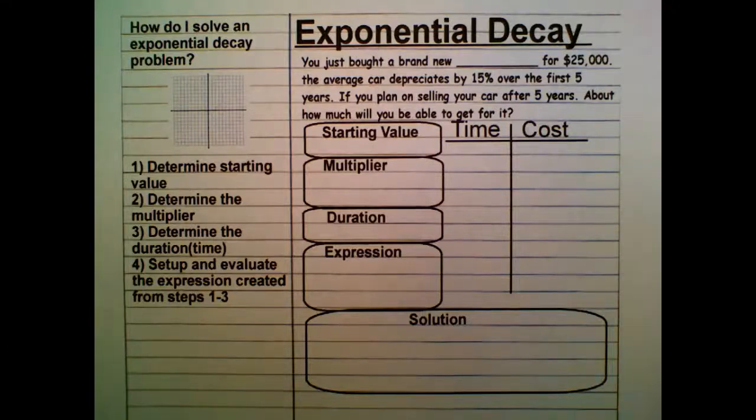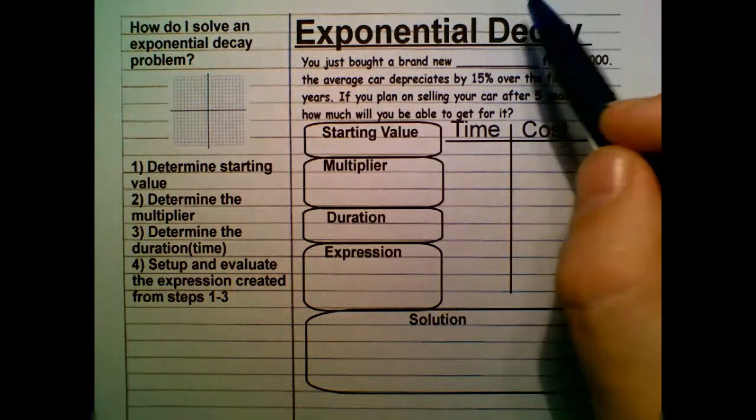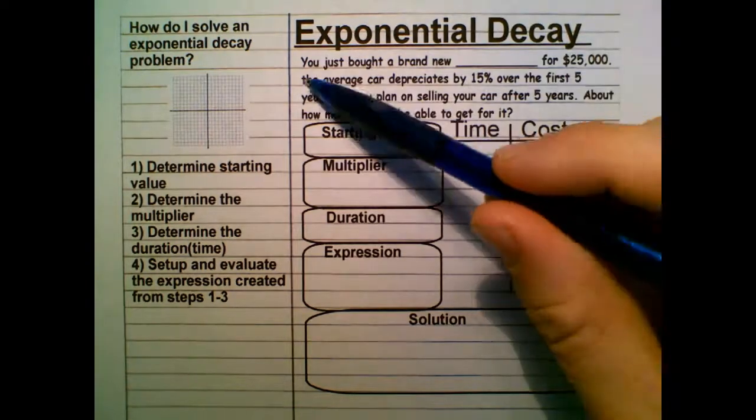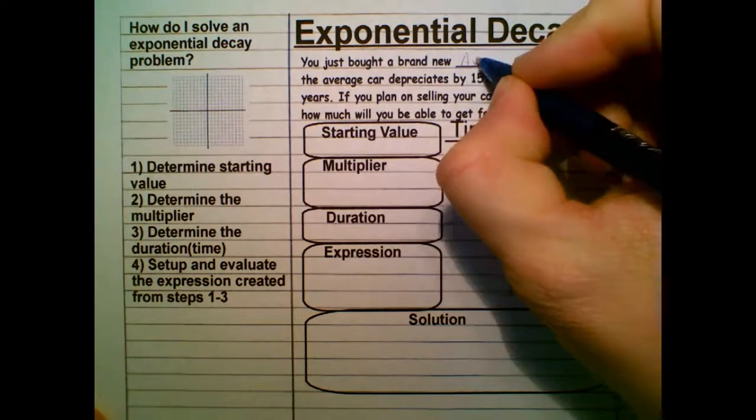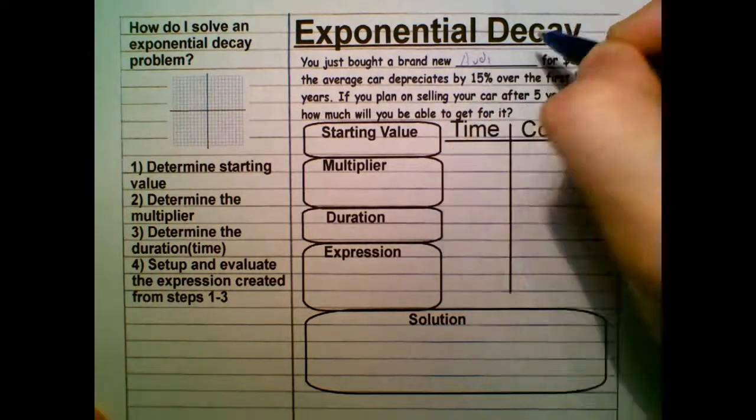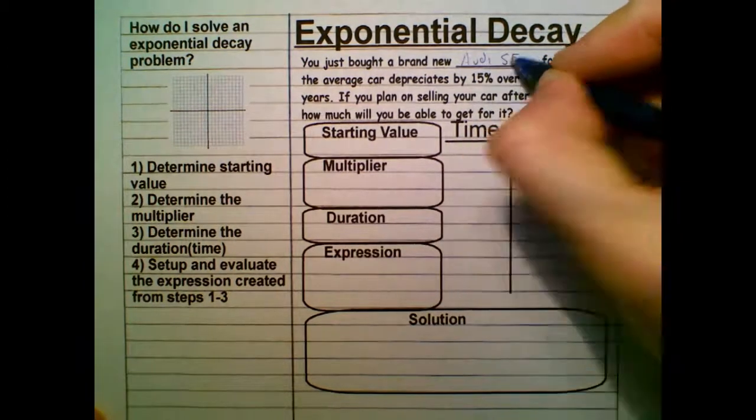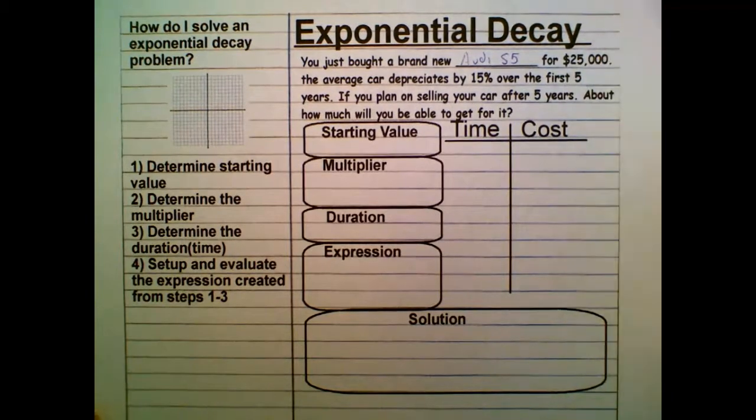Now that we dealt with an exponential growth problem, let's try an exponential decay problem. In this situation, you just bought a brand new, and you can fill this in, how about Audi, did I spell that wrong? S5 for $25,000, which is a steal.